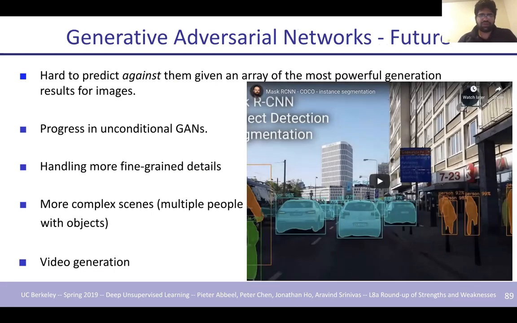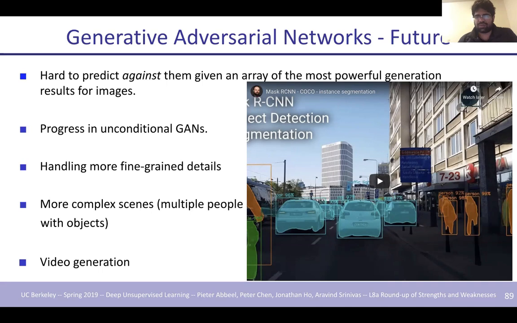In terms of future work for GANs, I think it's really hard to bet against GANs, to say, hey, this is what GAN is weak in. It's most likely that if you put sufficient effort in engineering, you can get a GAN to function well on those things as well. But nevertheless, there's still more progress to be made in unconditional GANs, mode collapse, and also more complex scenes and video generation would be cool.